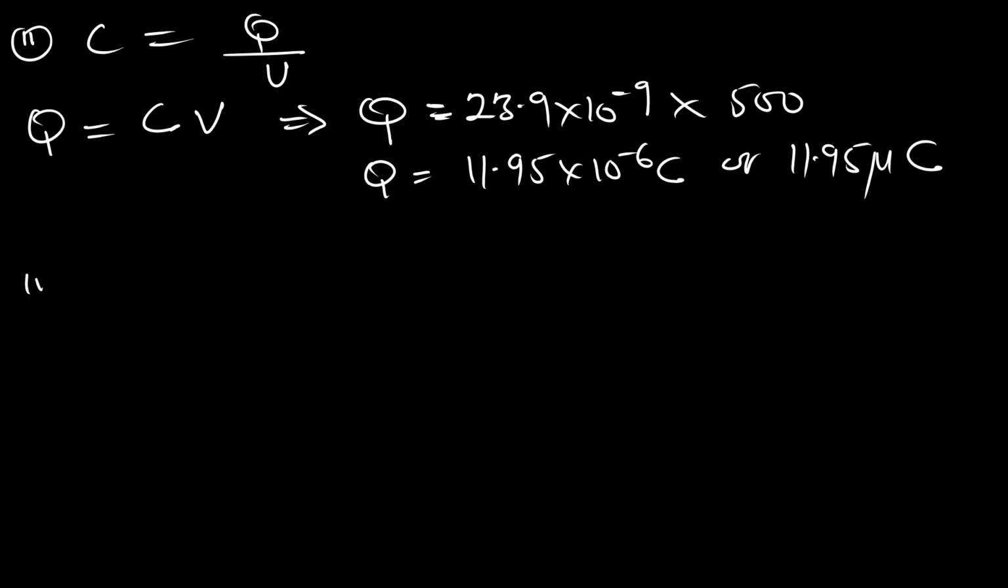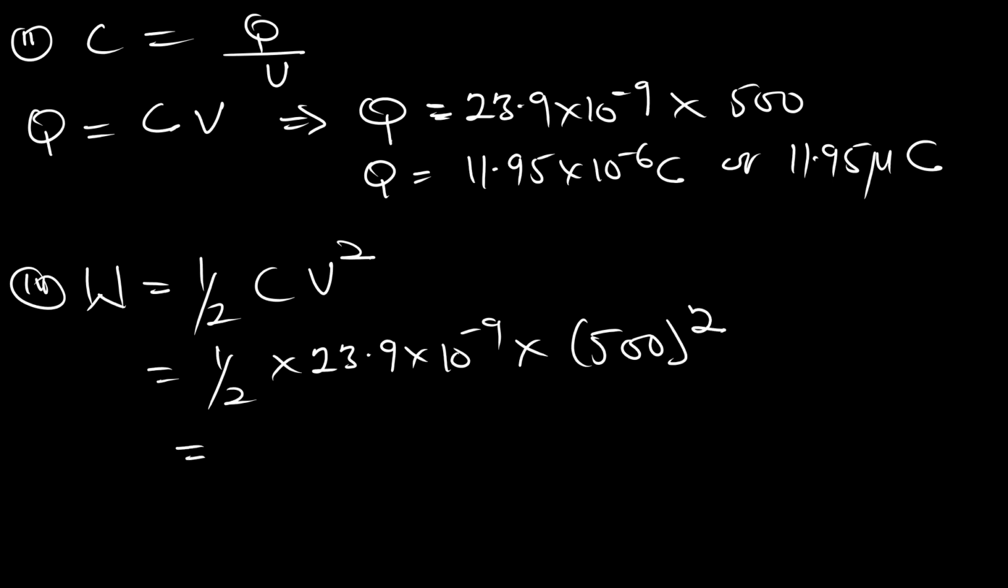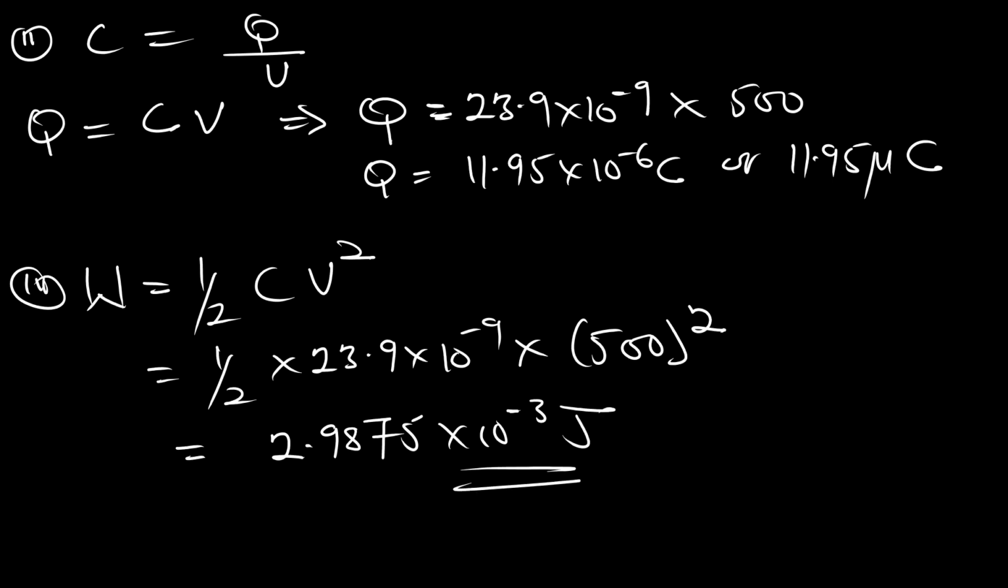The third part says we should find the energy stored, and we know that the energy stored in a capacitor is half CV squared. We have our half, the capacitance, which is 23.9 times 10 to the power -9, and our voltage, 500, squared. So everything here is going to give us 2.9875 times 10 to the power -3 joules. So this is the energy stored.